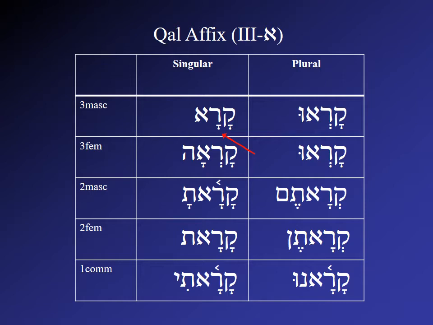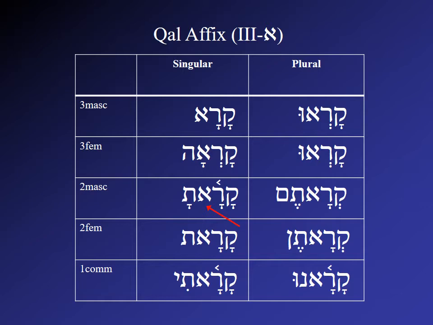Alright, notice that we expect in the strong form that this vowel here would be a patach, like in pakad. But here, instead of a patach, it is a qamets. That's because of our first rule that aleph tends to lengthen the vowel in front of it. So in all of the cases where we would have had a patach before, we have a qamets instead. So this is the first way that this paradigm of the third aleph is modified from the strong root.